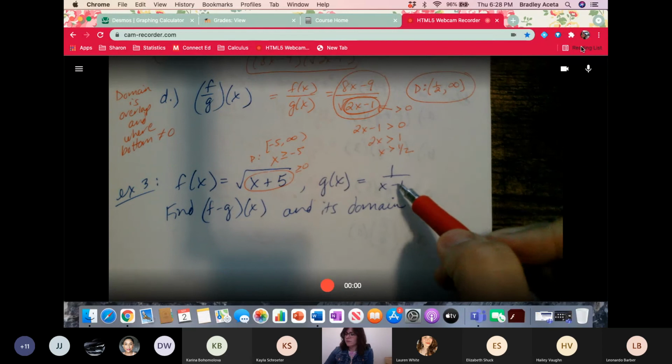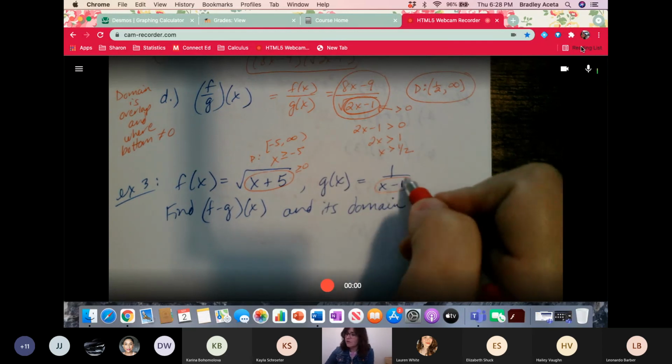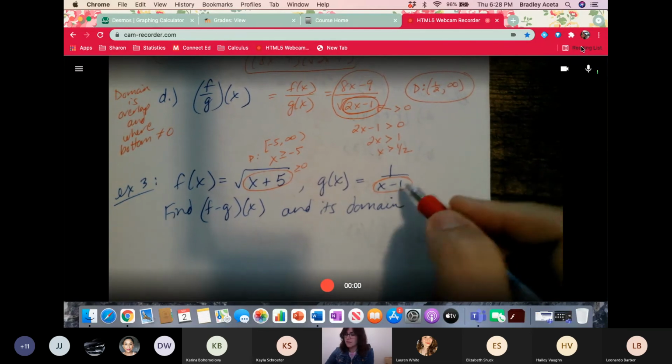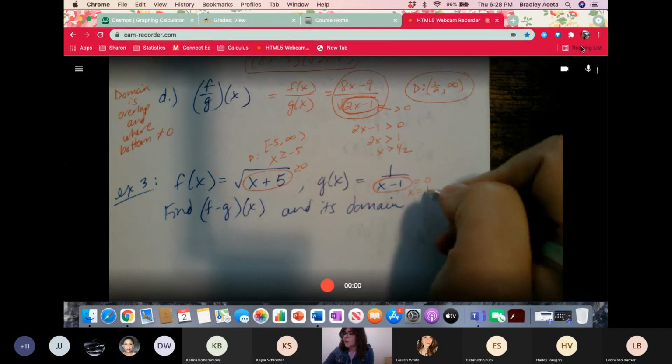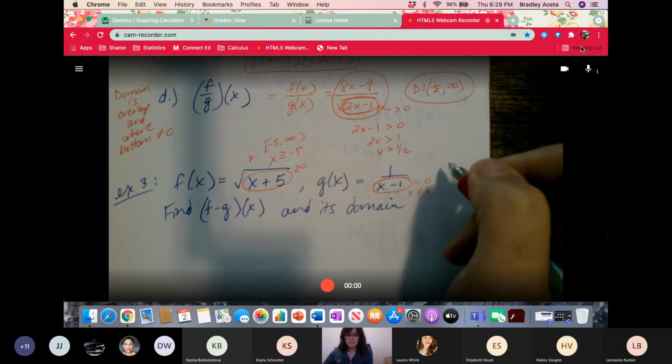This one, what's the domain restriction here? Well, I don't want this to ever be 0. When's the only time that's going to be 0? Well, when x equals 1. So I don't want it to be 1. That would be my domain.